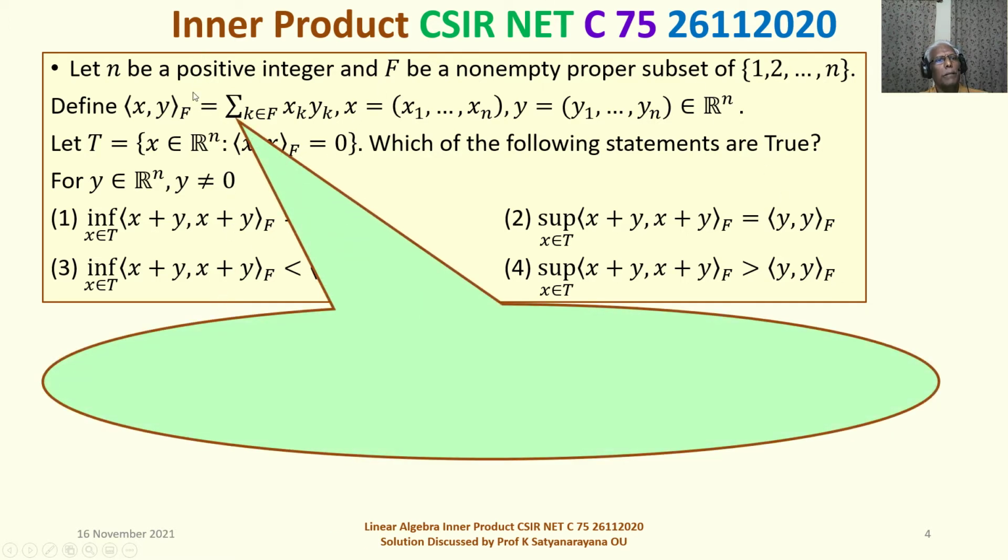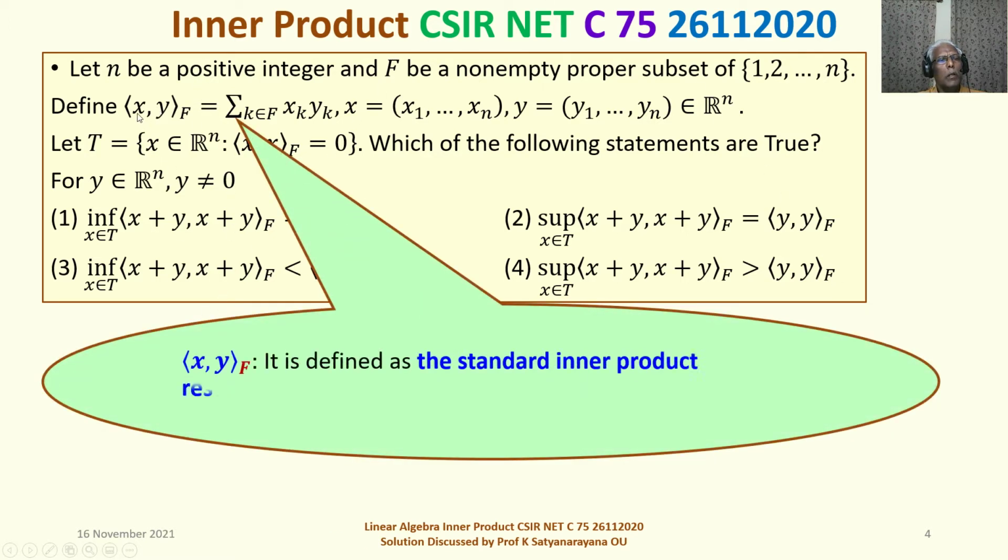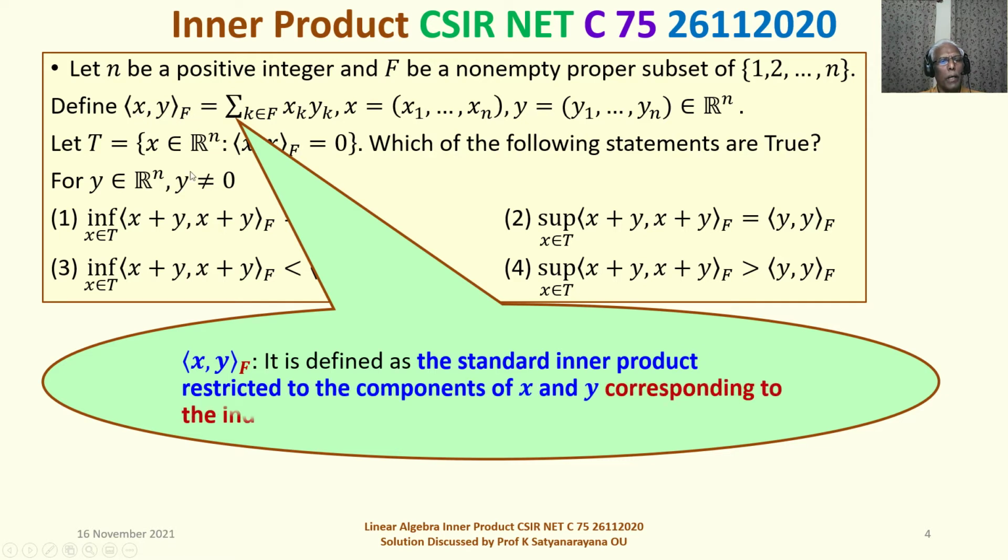We note here the inner product of x with y over F is defined as the sum of xk yk, k belongs to F. That is, it is defined as the standard inner product restricted to the components of x and y corresponding to the indices of F, xk yk, where k belongs to F. So these are the components restricted to the indices of F.